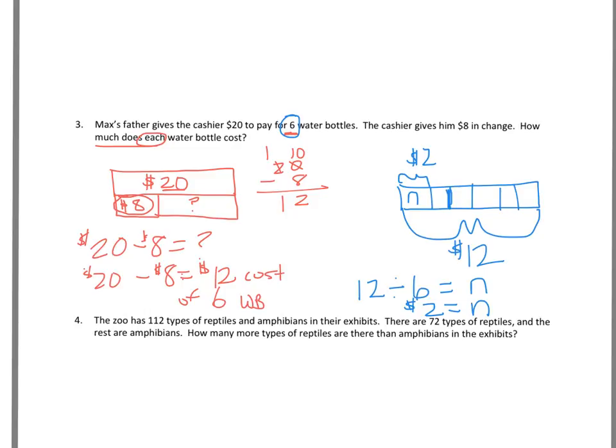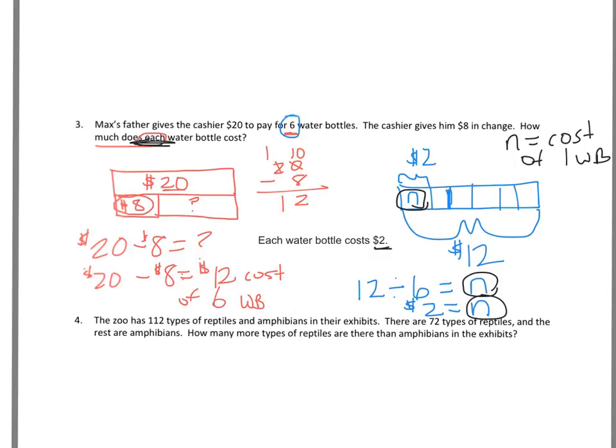So I'm going to put that in my answer statement. And there it is right there. Each water bottle costs $2. And there's my diagrams for it. And notice that I had in a letter that was my missing that I was trying to find. And it was the cost of each. So if I had to, I could write what that equaled. And it is, n is the cost of 1 water bottle.